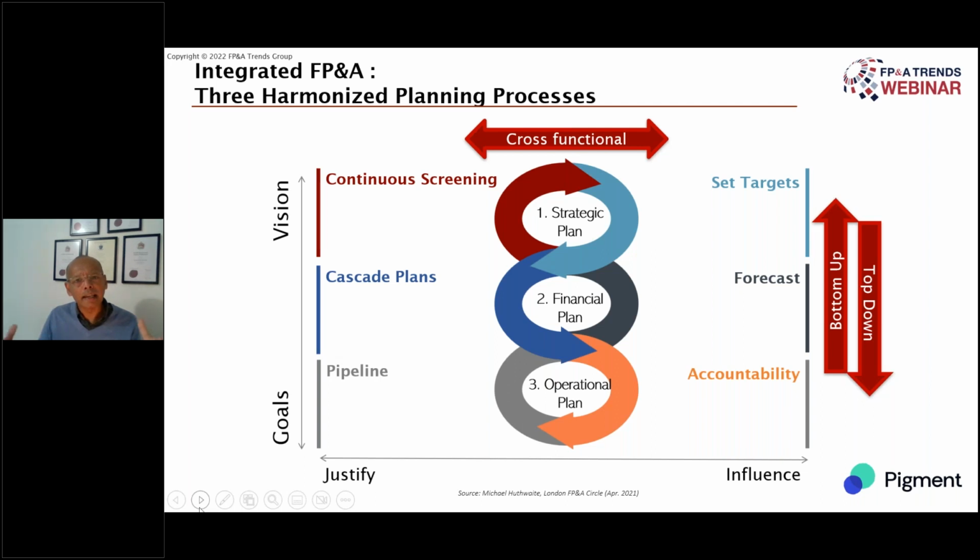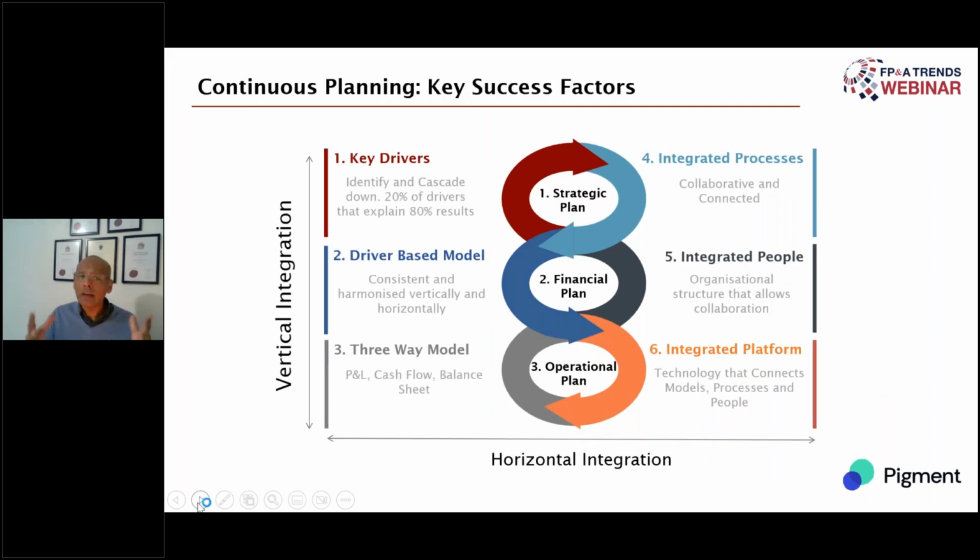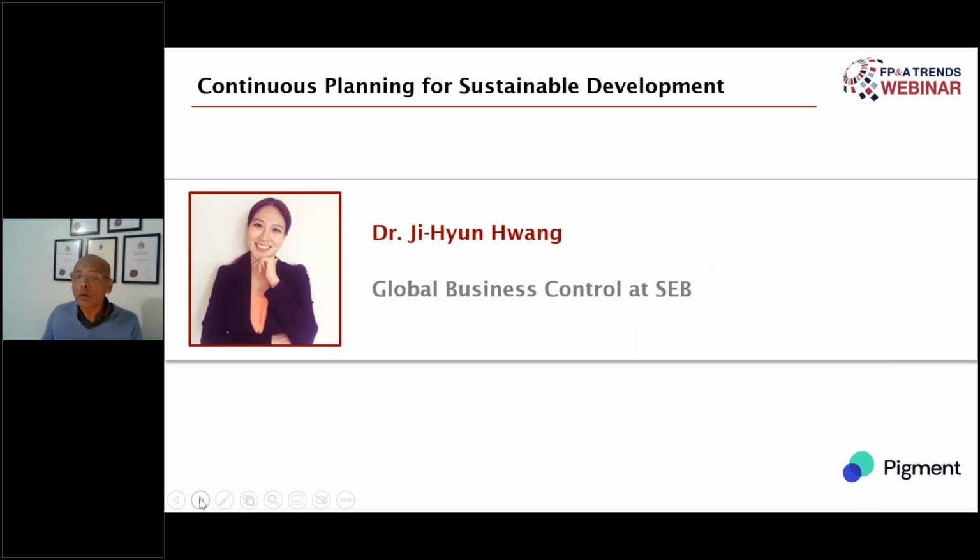But also planning needs to be cross-functional. And then, what are the key aspects of it and how do you do it? You have the 6 key factors here, and our presenters will be talking to you about these factors in different shapes or forms. So key drivers, driver-based modeling, three-way modeling, integrated processes, people, integrated platform are the key to achieving integrated FP&A, but also continuous planning. That's all from me for now.